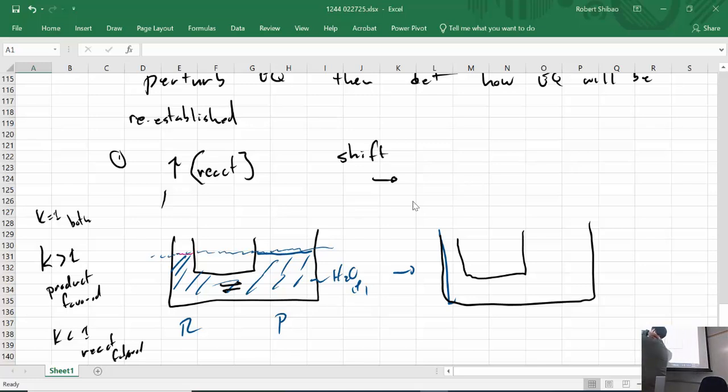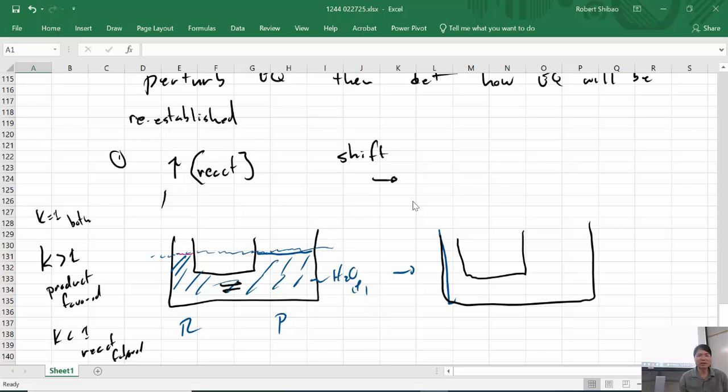And so K equal to 1, how would I represent that? I'd draw two equal sized wells on both sides, or two equal sized volumes on both sides. That would be K equal to 1. So this would be like a K greater than 1 type thing, product favored. So if I dump in more water on the reactant side, what's going to happen?